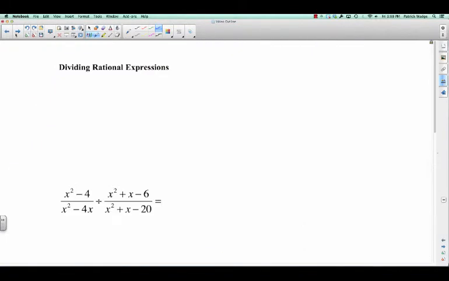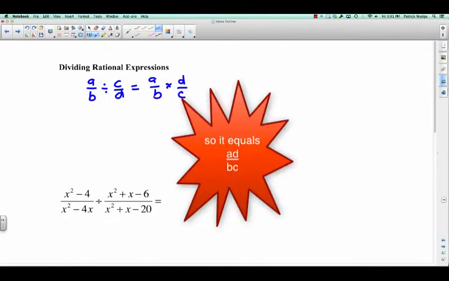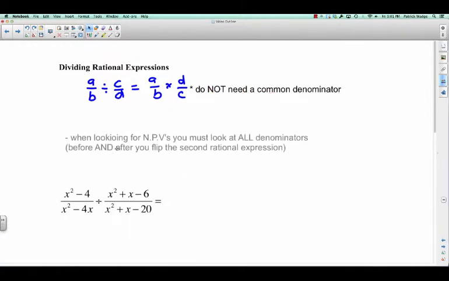Okay, on to dividing. So, a reminder with dividing, if you had something like A over B and you were dividing it by C over D, do you remember what you do? You probably do. You keep the first fraction exactly the same, then you actually aren't going to divide, you're going to multiply, and you take the reciprocal of this, you flip it, so it's D over C. Again, the good news is you do not need a common denominator. That's fantastic. And there's another point that's very important.